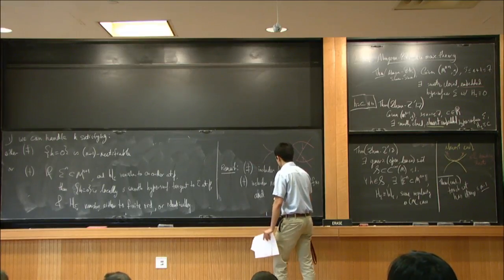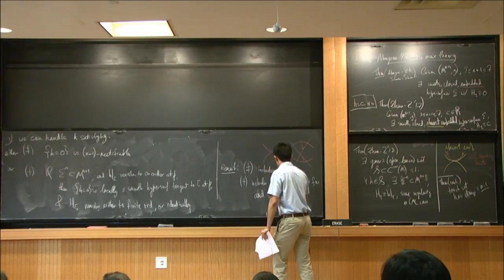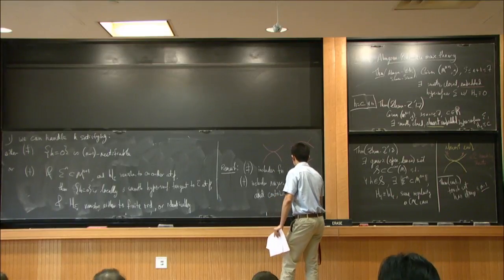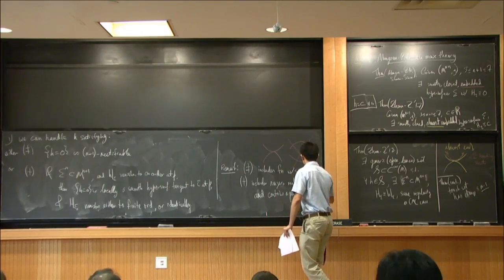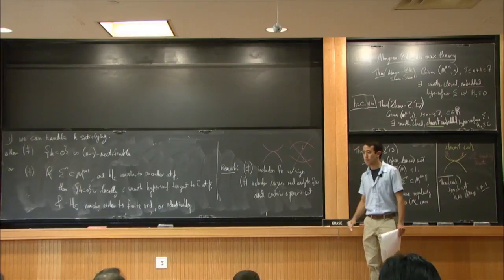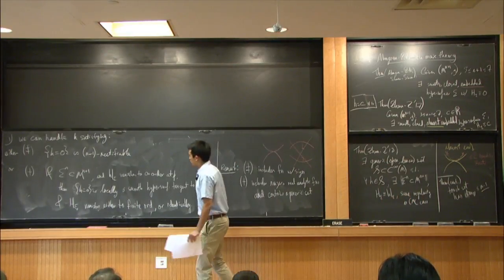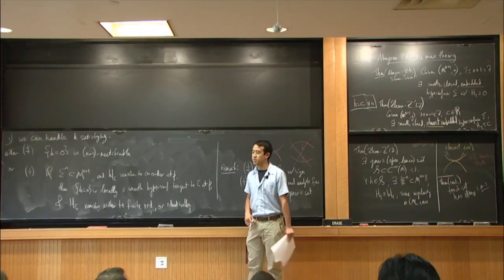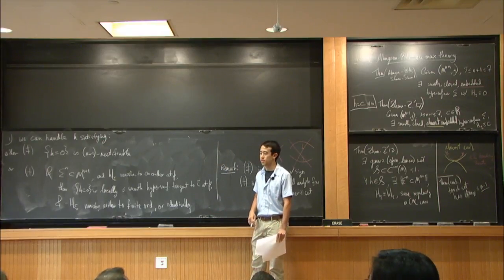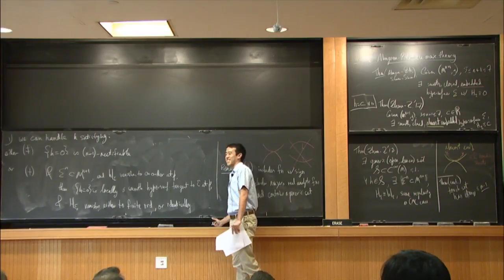I don't want to say it is generic, but it contains a generic set. So a certain class of Morse functions. Okay. So I'll do this right now.